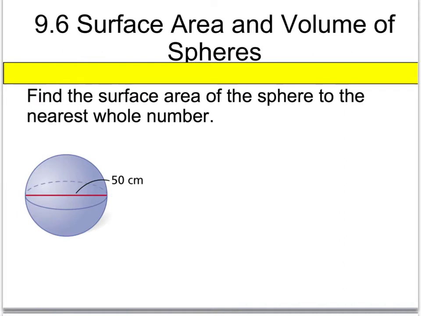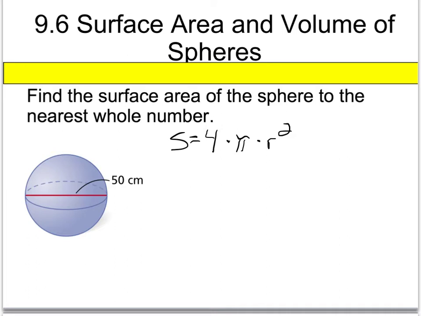Here we go. It says find the surface area of the sphere to the nearest whole number. So this very first one, remember that the surface area is equal to 4 times pi times r squared. Okay, so you have a diameter here. So given the diameter, find out what the surface area is. Plug in and solve. Give it a shot.